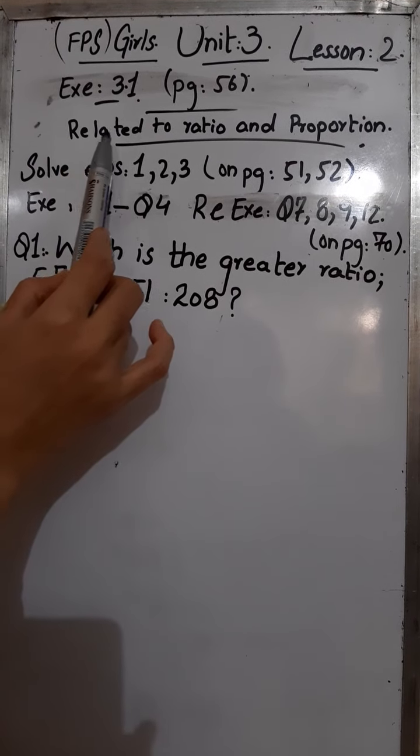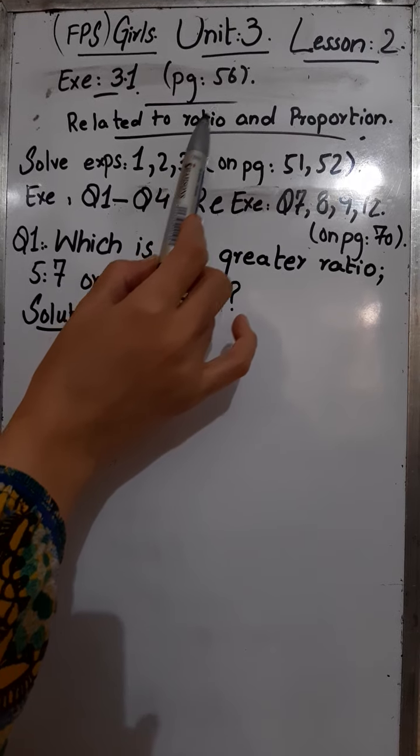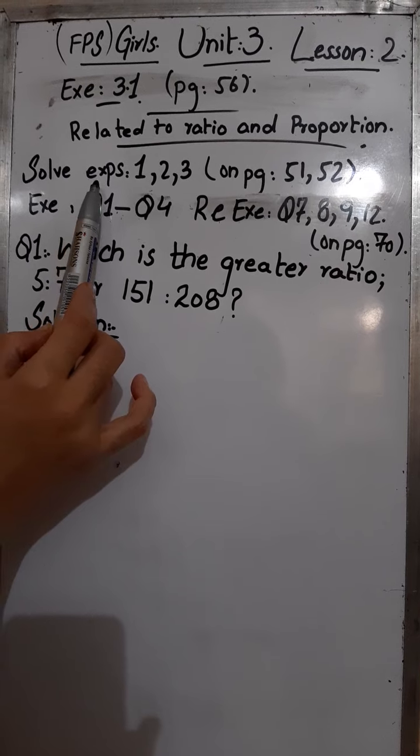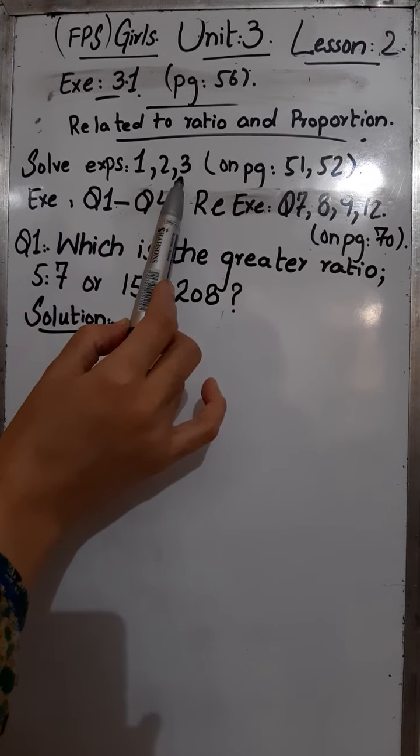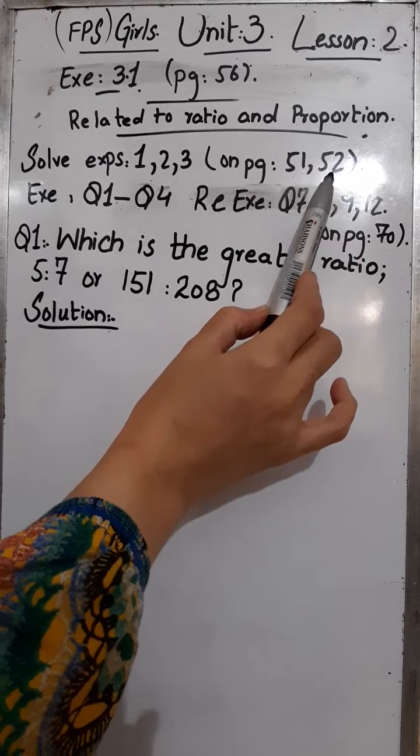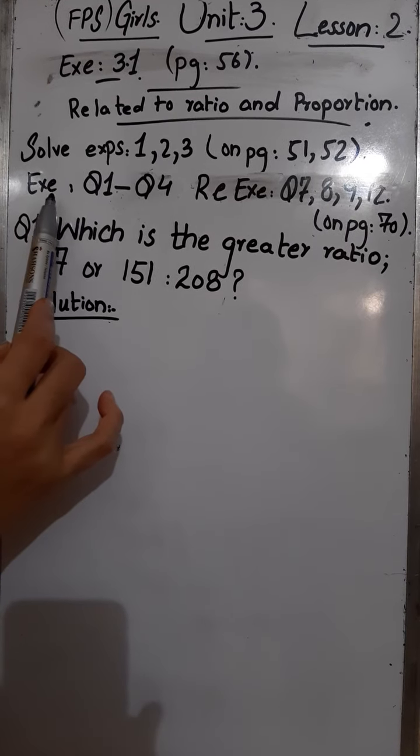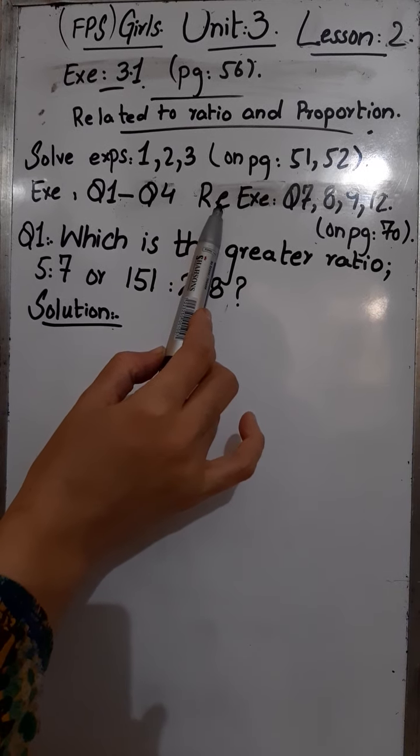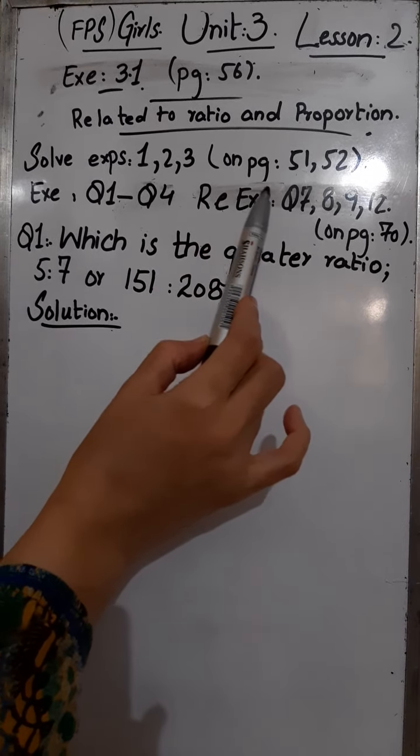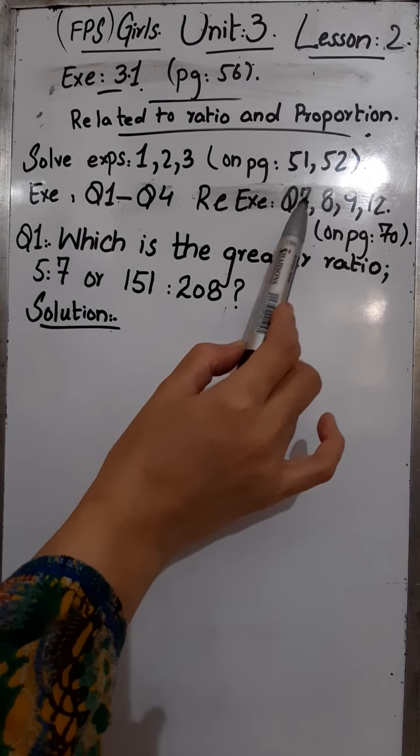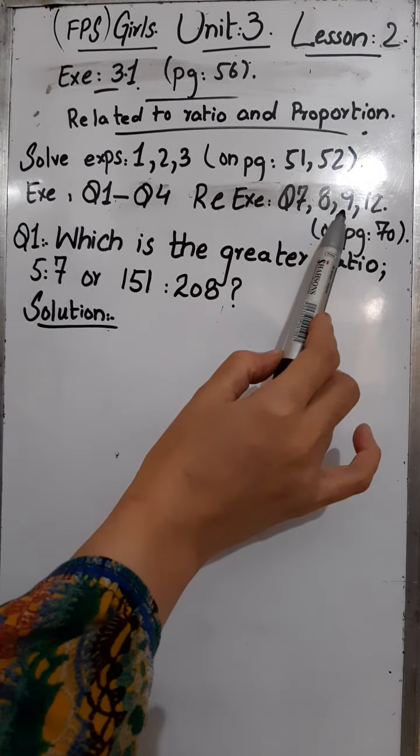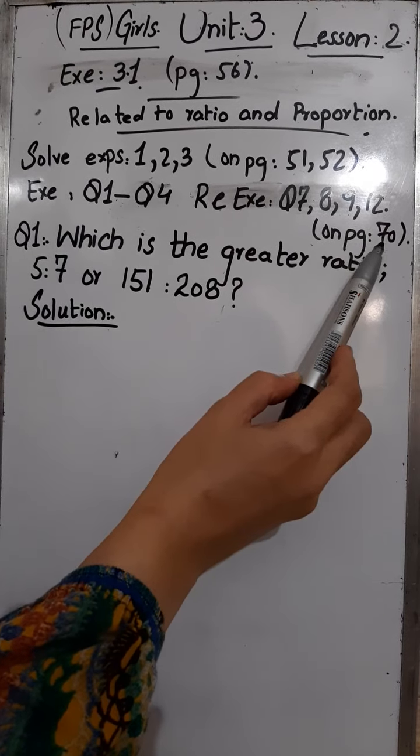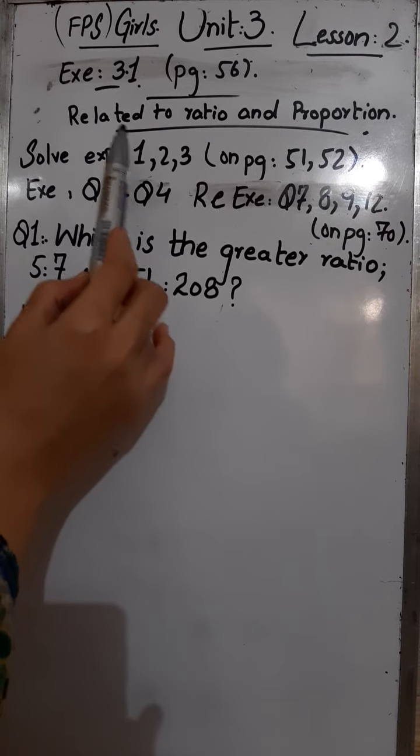Now, related to the topic ratio and proportion, the solutions are, first of all, solved examples 1, 2, 3 on pages 51 and 52. Then exercise questions from question number 1 to question number 4. And then we have also a review exercise in which we have question number 7, question number 8, question number 9 and 12. These are on page 70. All these solutions are related to this topic.